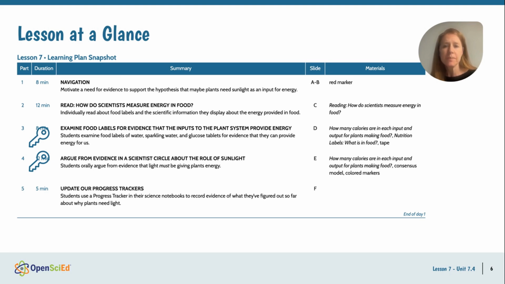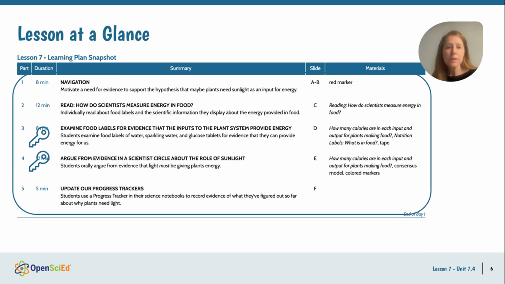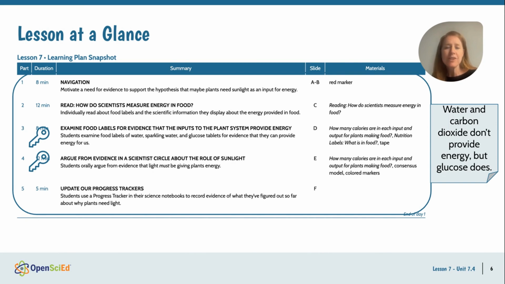Here's our lesson snapshot. So we start by looking at our model, and we realize that we still need evidence to support the ideas that plants need sunlight as an input for energy. So in this lesson, we read about how food labels give us the information about the energy provided in food. So that's our first reading. Then we examine the food labels for inputs in the plant system, and we realize that water and carbon dioxide don't provide energy, but glucose, the output, does. So we meet in a scientist circle to argue from evidence about the role of sunlight, and then take time to individually update progress trackers.